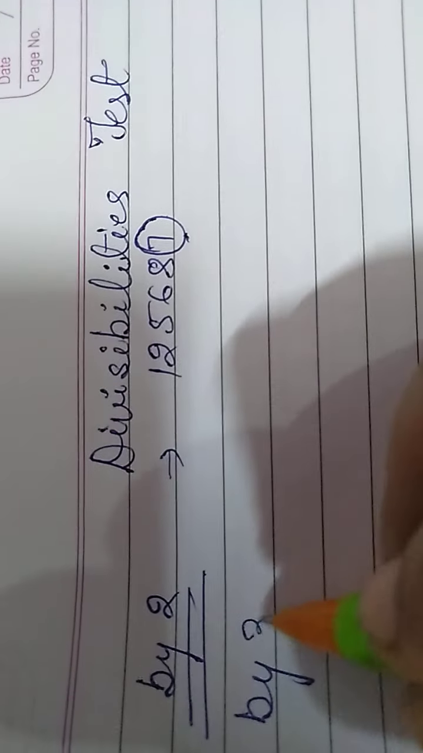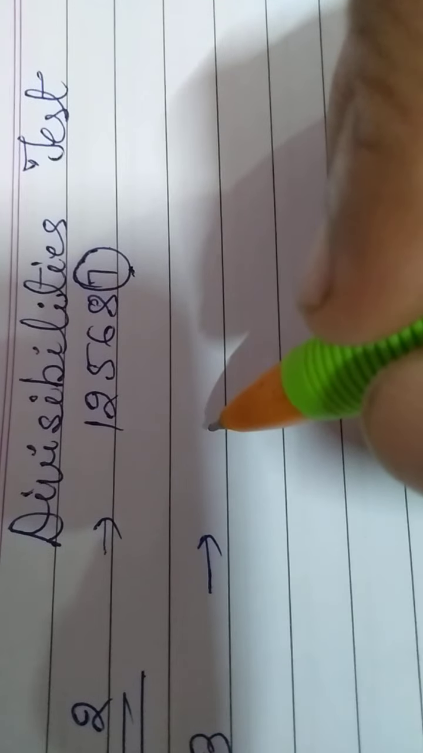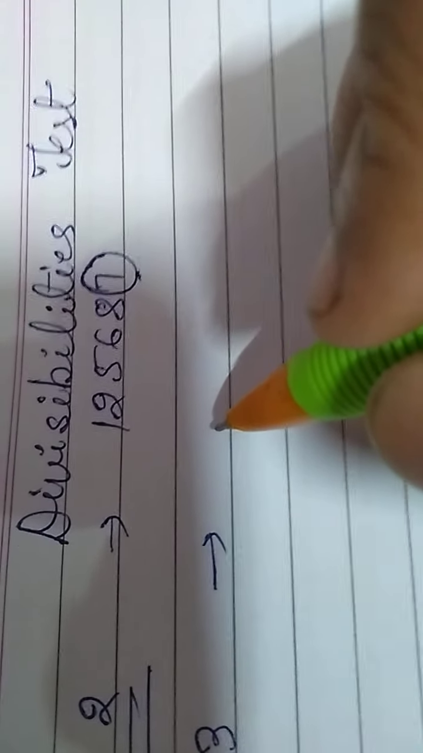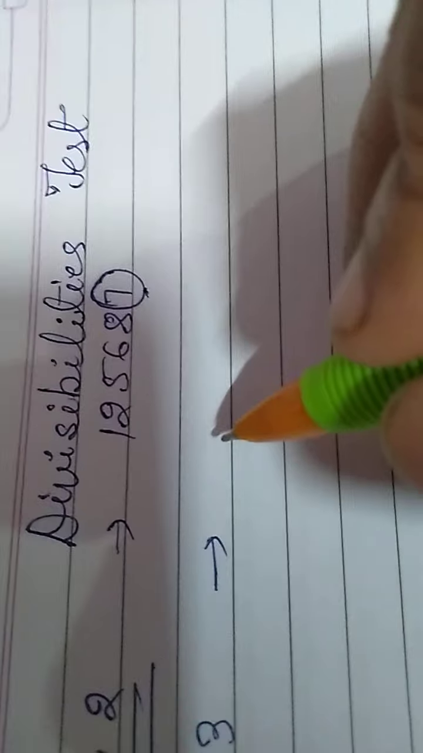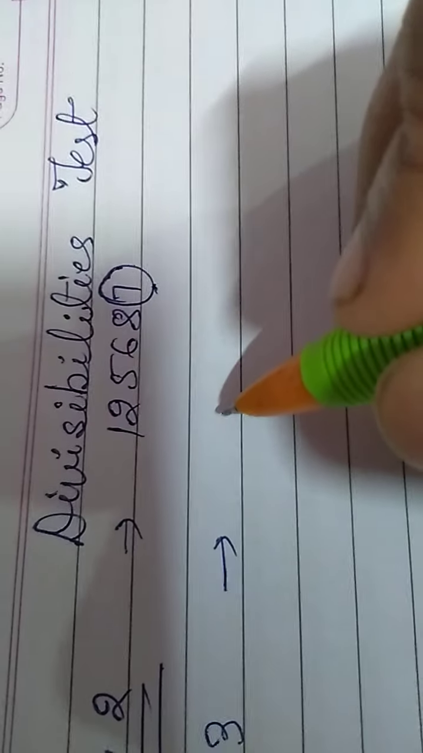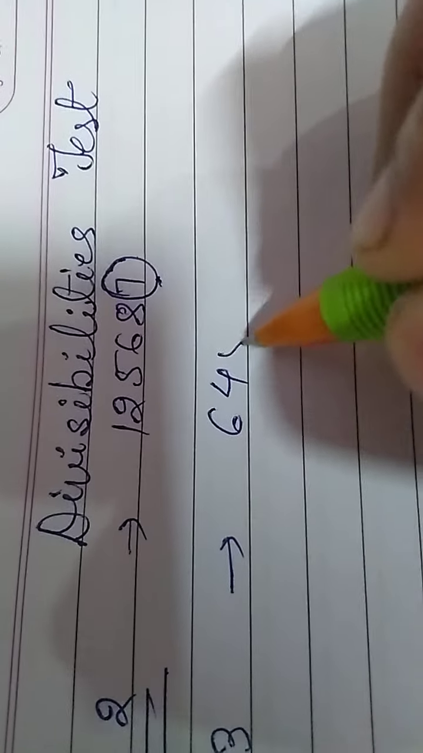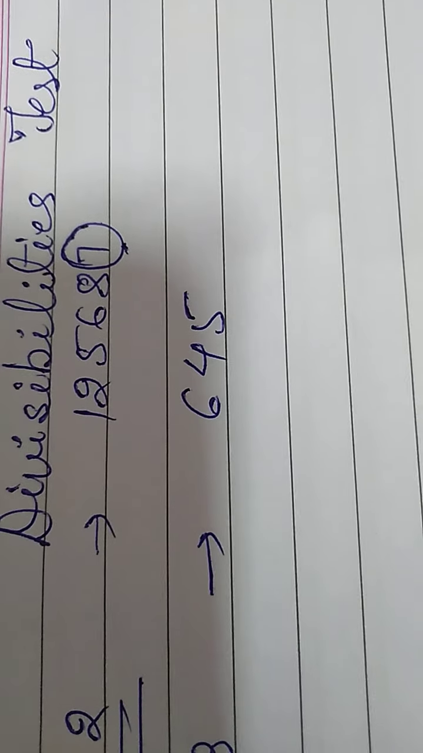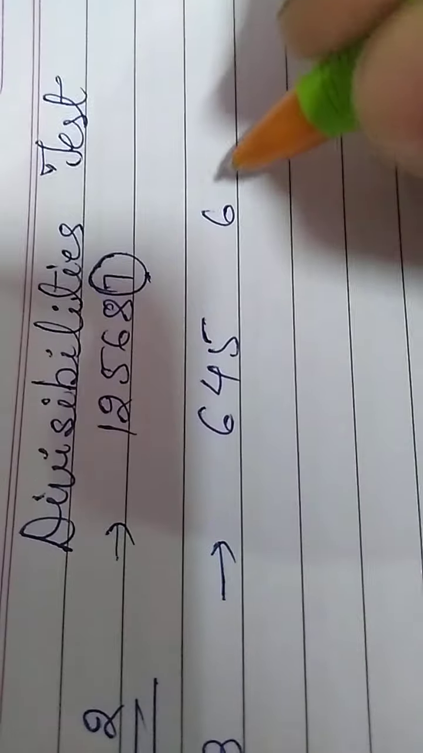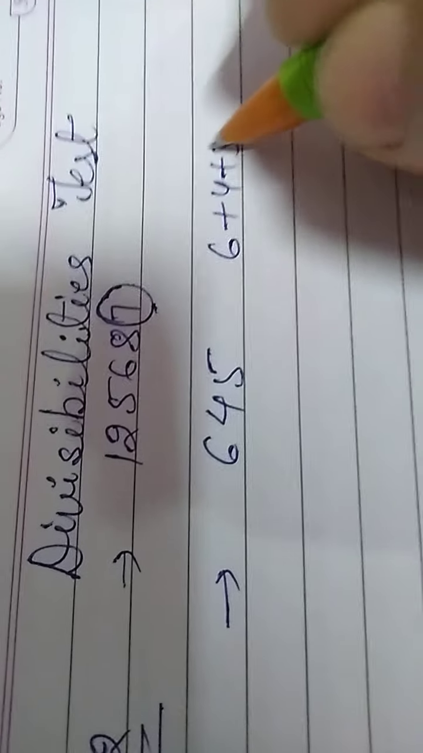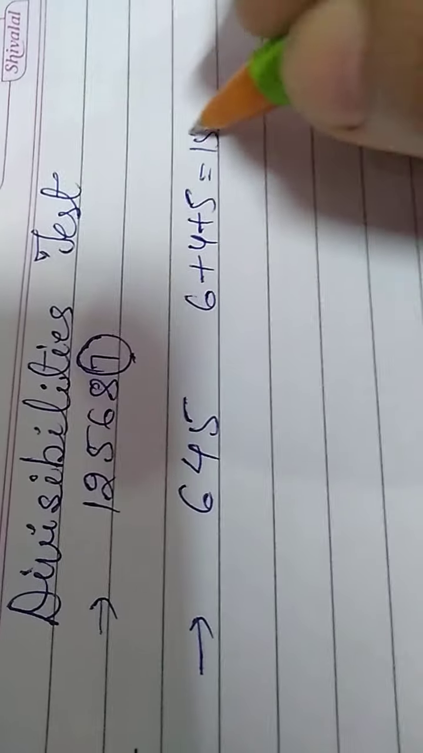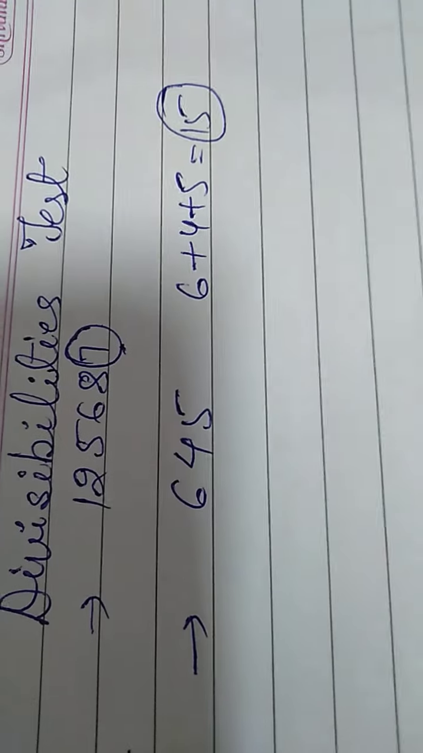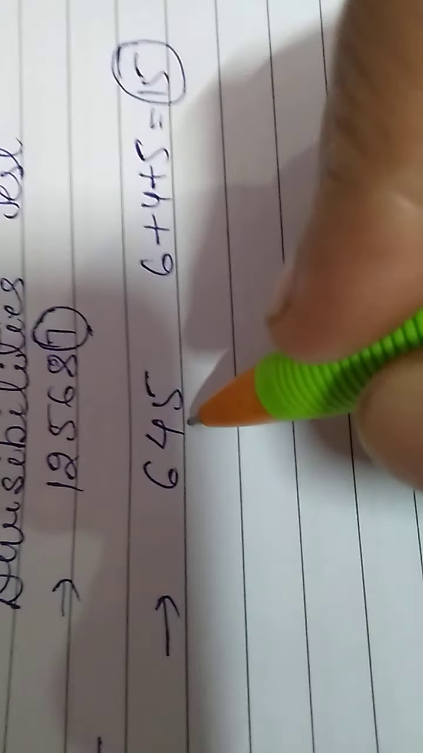Now we will see the divisibility by 3. For finding whether the given number is divisible by 3 or not, we will find the sum of the digits of the given number. Like the number is 465 and we have to find out whether the number is divisible by 3 or not. For that we will add the digits of the given number. The sum is 15 and 15 is divisible by 3. So this number is also divisible by 3.